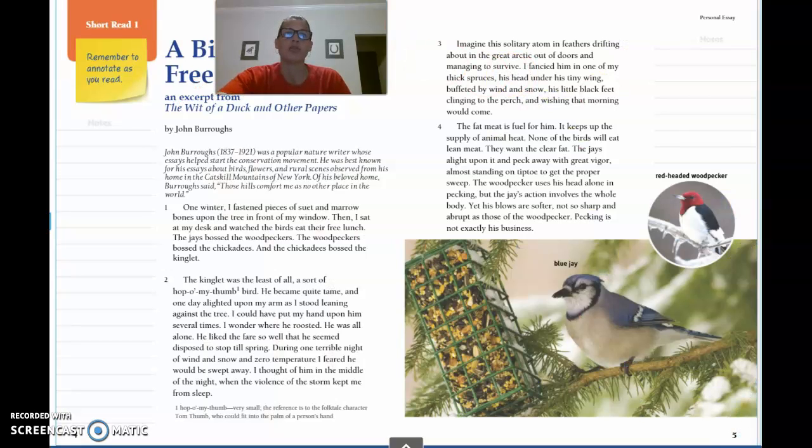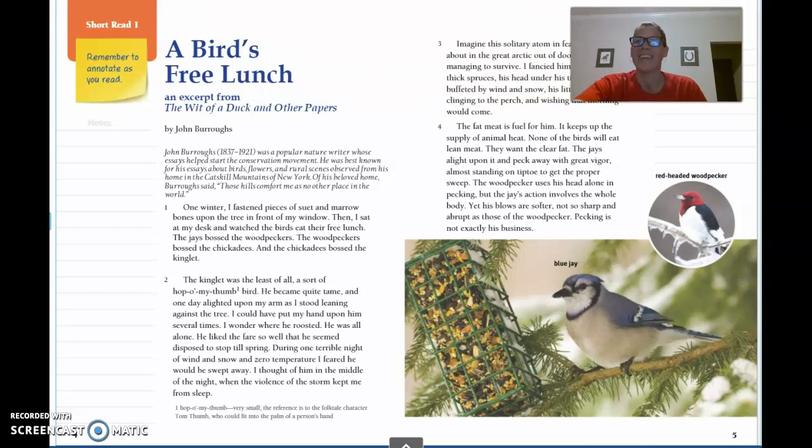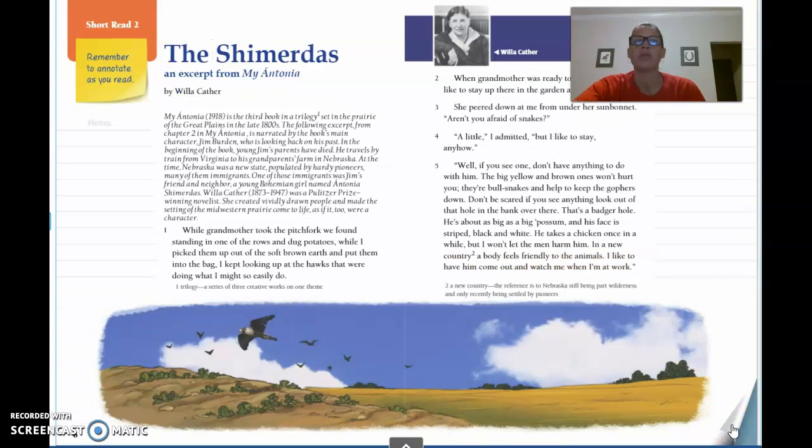All right, so our first story in our reader, I'm going to have to keep repositioning my head, is A Bird's Free Lunch. And as you notice, I said we're not reading, we're just kind of doing a picture walk. We've got a real pretty picture of a red-headed woodpecker, a picture of a blue jay. So obviously this story is about birds. The next story is the Shimmer Da. I could be saying it completely wrong.